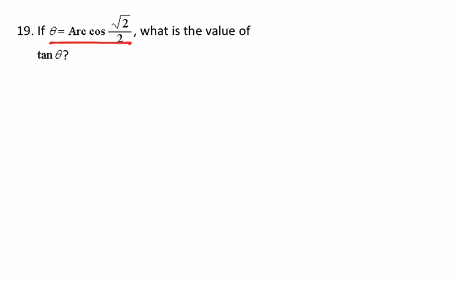Arc cosine of radical 2 over 2 simply means the cosine of the given angle is equal to radical 2 over 2. And in that case, what do you realize about the angle? For what angle is cosine equal to radical 2 over 2? That's 45 degrees. So then you can see the tangent of 45 degrees must be equal to 1. And that becomes our answer.